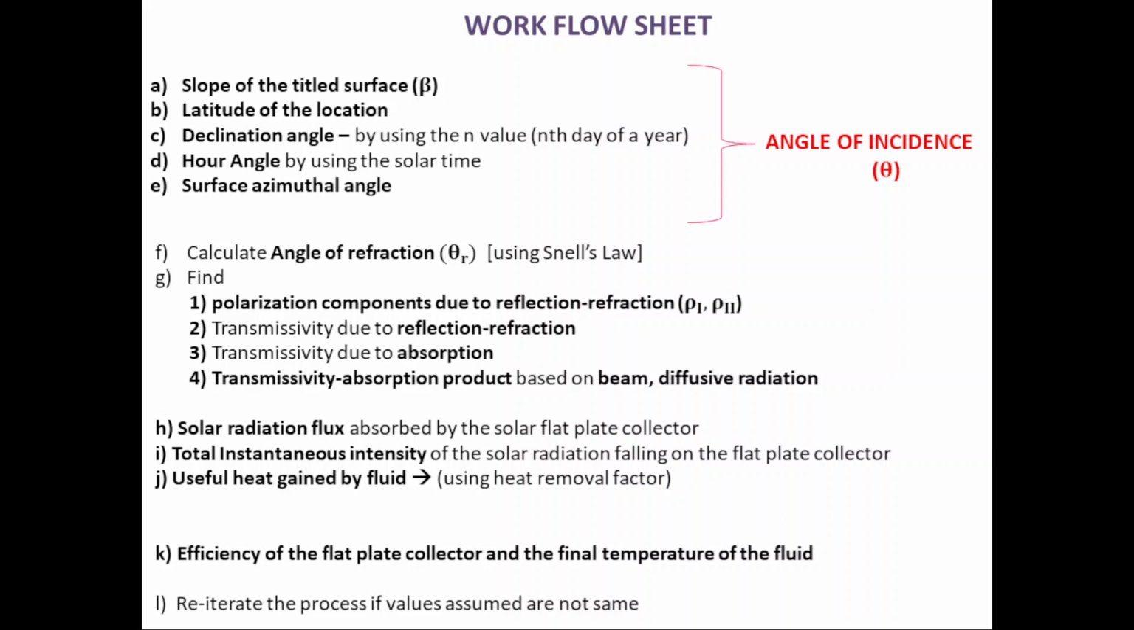Then once you know your rho 1 and rho 2, you will be able to go for calculating your transmissivity, that is your tau r1 and tau r2, and finally calculating the final tau r, that is tau r1 plus tau r2 by 2. Then you calculate your transmissivity due to absorption, because when light falls onto the glass cover surface, there can be 3 chances. One is that the light gets absorbed by the glass, another is that the light gets reflected, and the other phenomenon is the refraction of the light through the glass cover system.